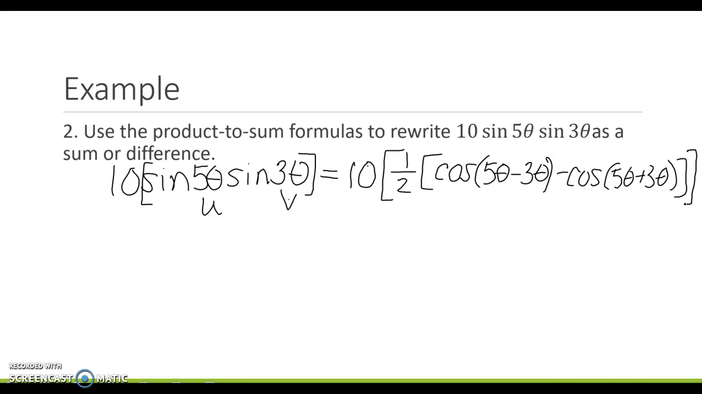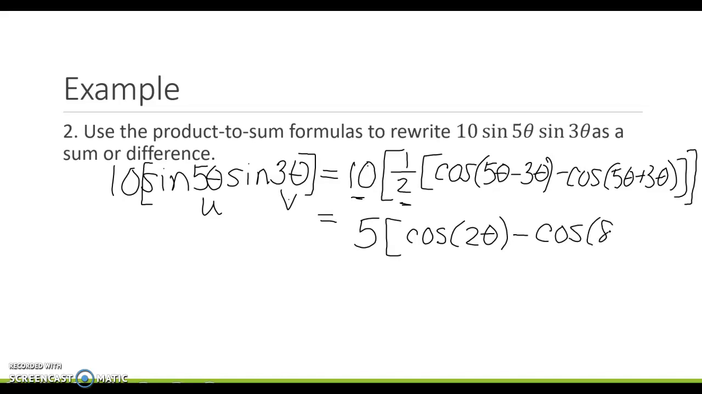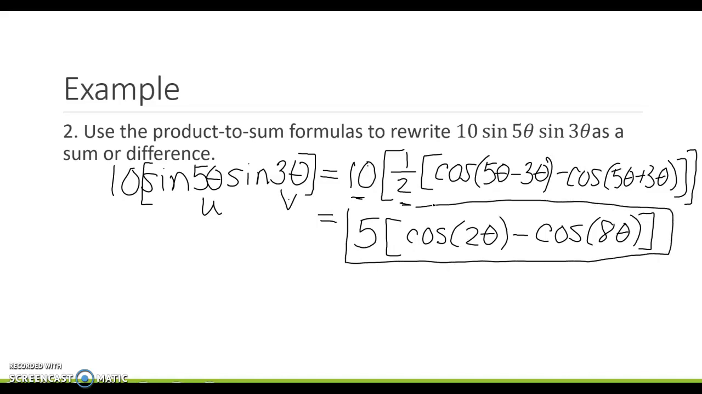Okay, and again, I'm just going to simplify it. So when I simplify this, this 10 can multiply by this 1/2, leaving me with 5 out in front. And then cosine 5 theta minus 3 theta is 2 theta. And minus cosine 5 theta plus 3 theta is 8 theta. And again, you can distribute the 5. You don't have to. I'm going to leave it factored. This is going to be my final answer.